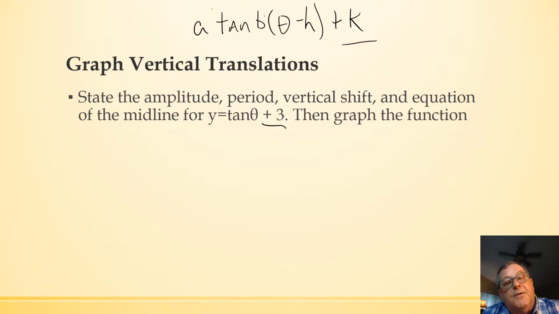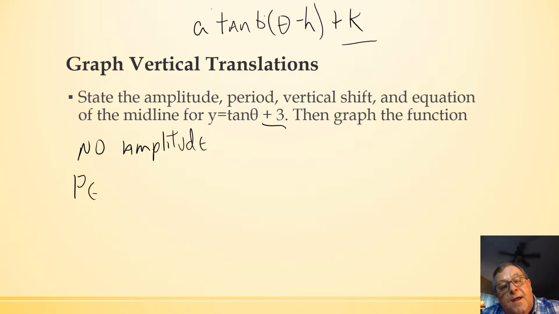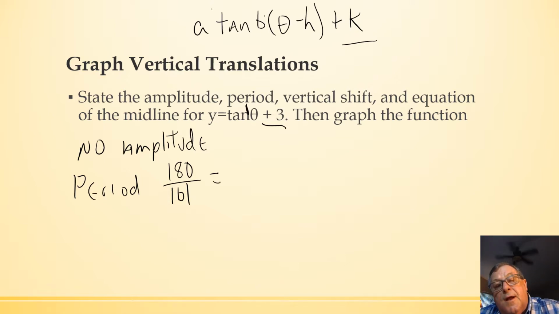So let's see the amplitude. Well, it's a tangent function, so therefore there is no amplitude. As far as the period, on a tangent and a cotangent function, the period is determined by 180 divided by the absolute value of B. Well, in this case, B is 1. So our period is 180 degrees, if we're doing it in degree mode. If it was in radians, it would be pi.